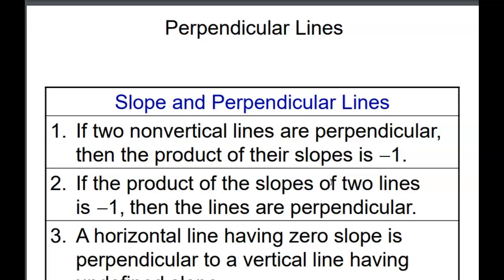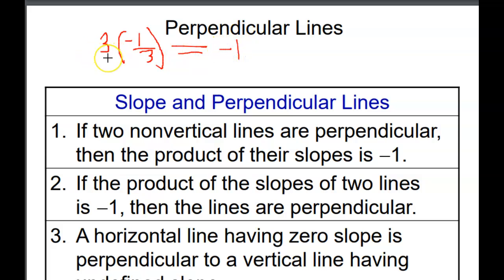So here are the real rules here. If 2 non-vertical lines are perpendicular, the product of their slopes, what does product mean? It means you multiply. So if I have one line with a slope of 3 and another line has a slope of negative 1/3, if I multiply those together, remember when I multiply a fraction times its denominator, so I have a denominator of 3, I'm multiplying by 3, I'm left with just the numerator, I get a negative 1.